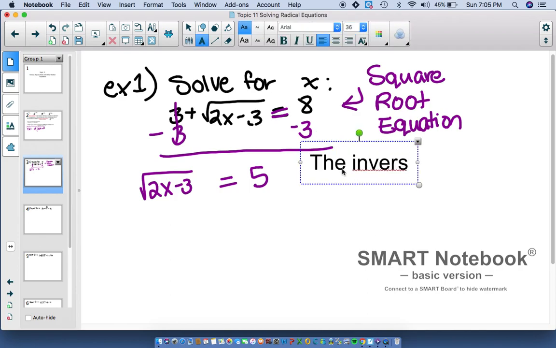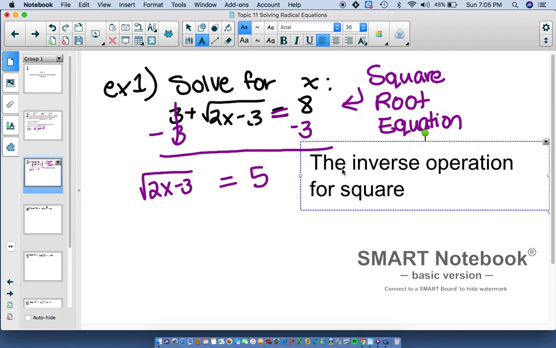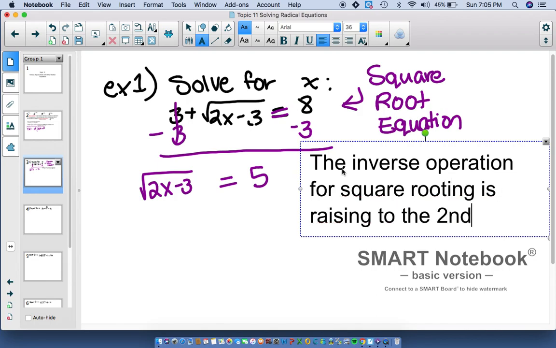The inverse operation for square rooting is raising to the second power. Okay.